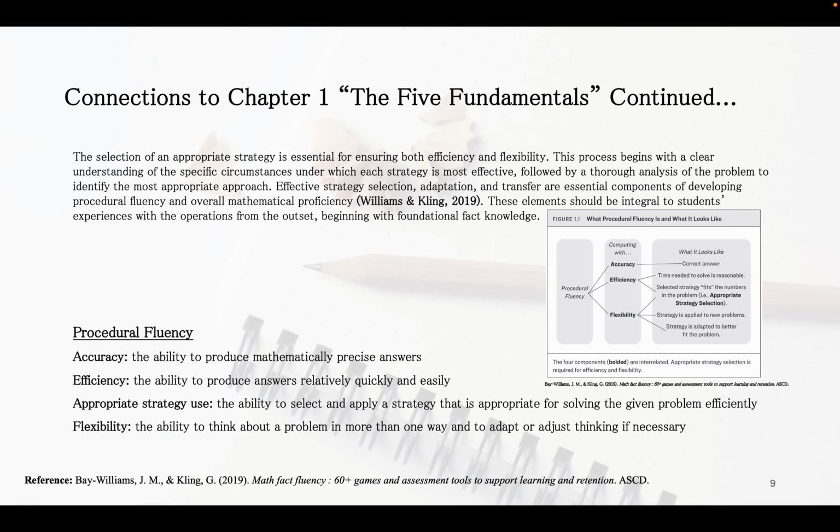Connections to Chapter 1, 5 fundamentals continued. The selection of an appropriate strategy is essential, ensuring that efficiency and flexibility are reinforced. This process begins with a clear understanding of the specific circumstances under which each strategy is most effective. Then, it is followed by a thorough analysis of the problem to identify the most appropriate approach. Effective strategy selection, adaptation, and transferability are essential components of developing procedural fluency and overall mathematical proficiency.